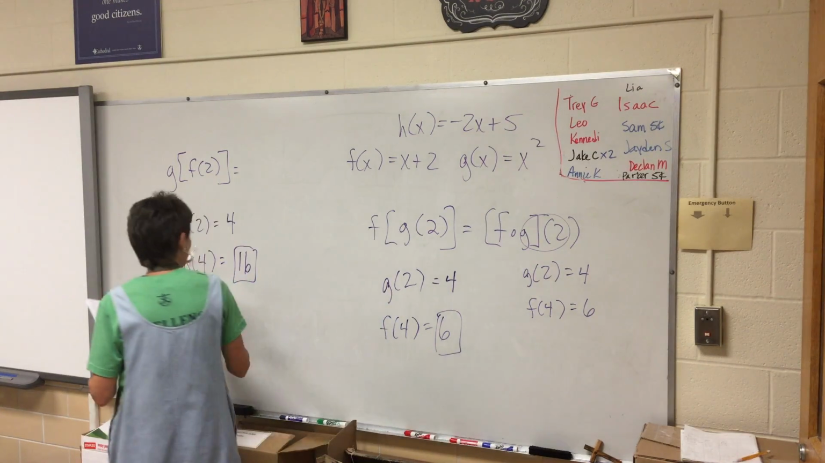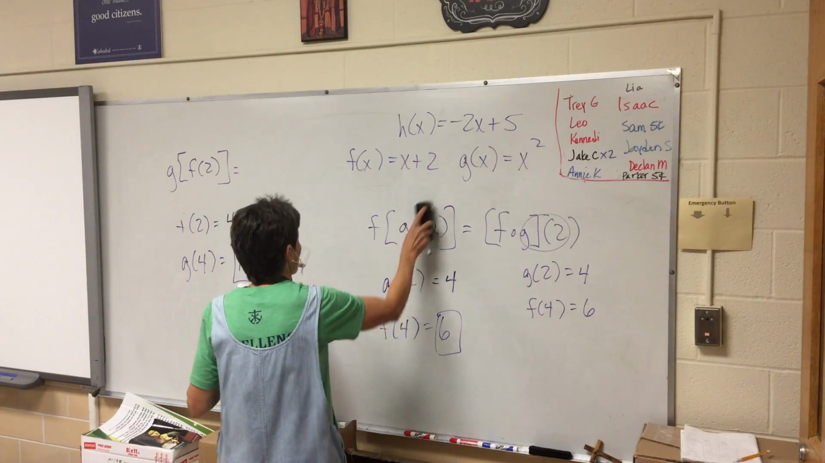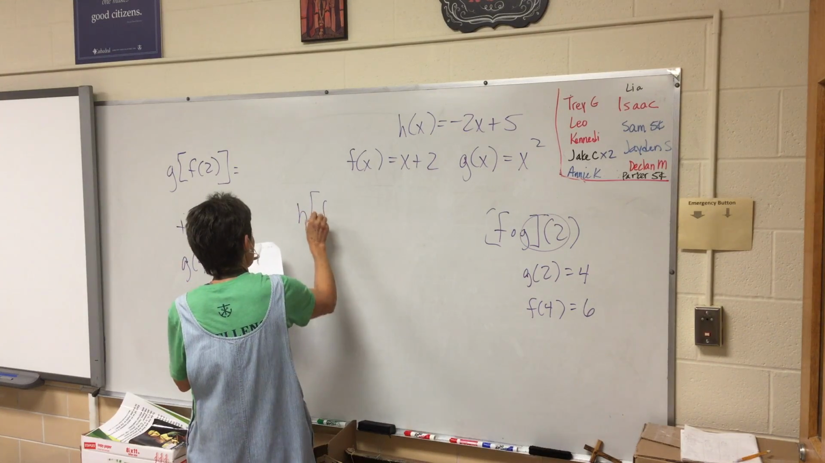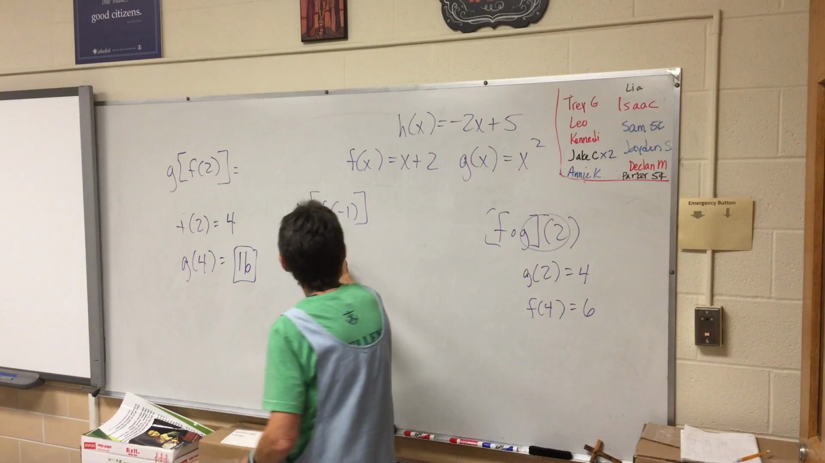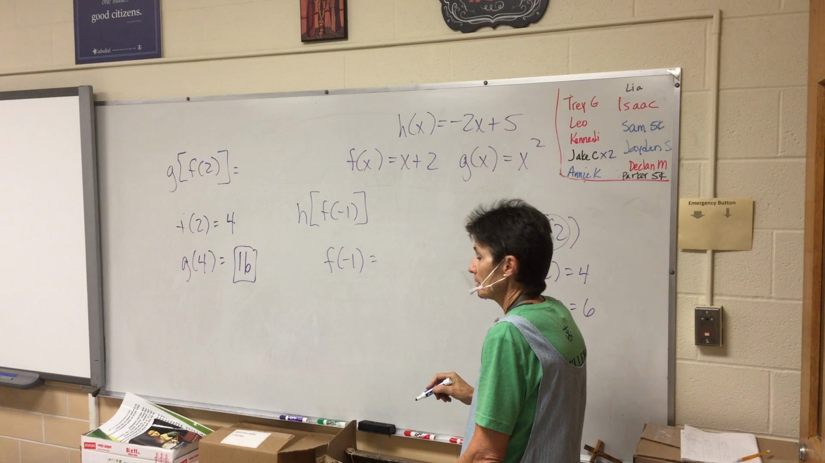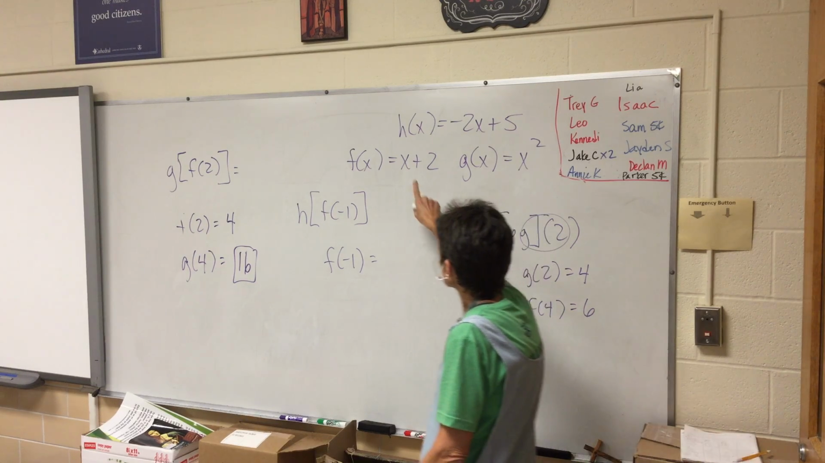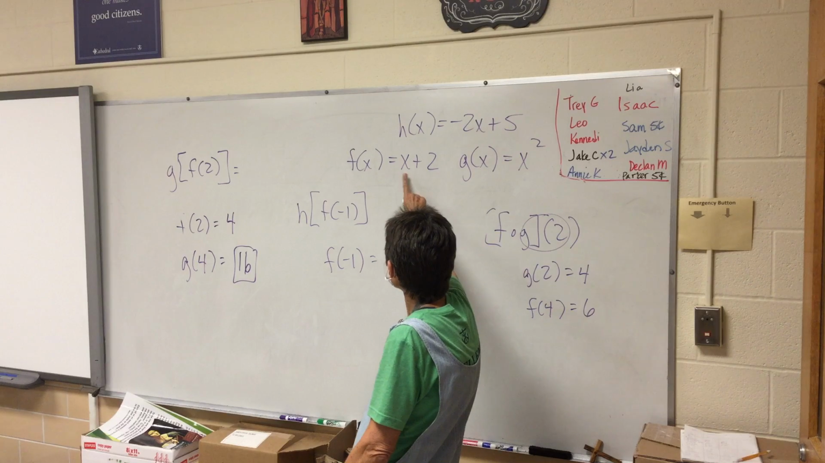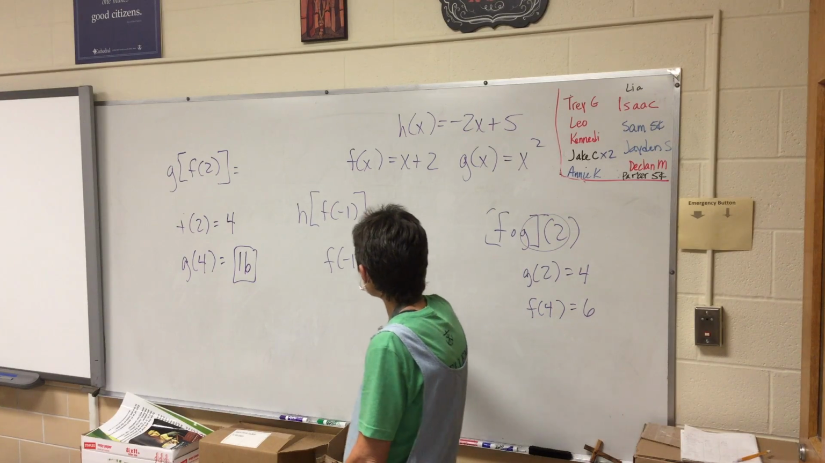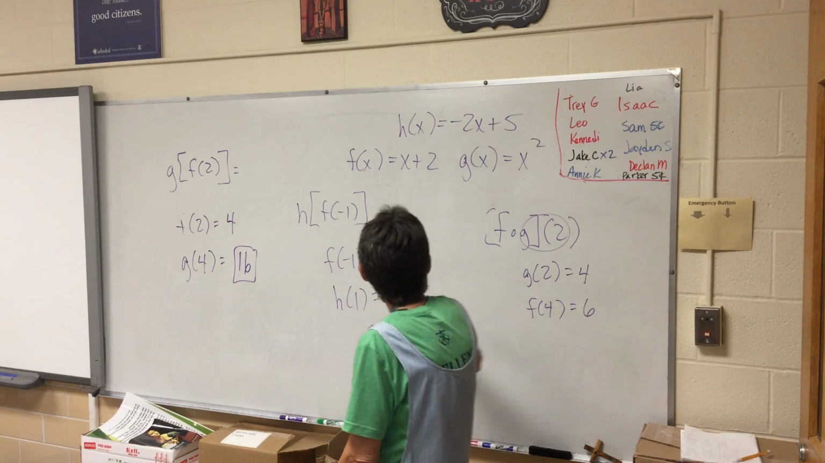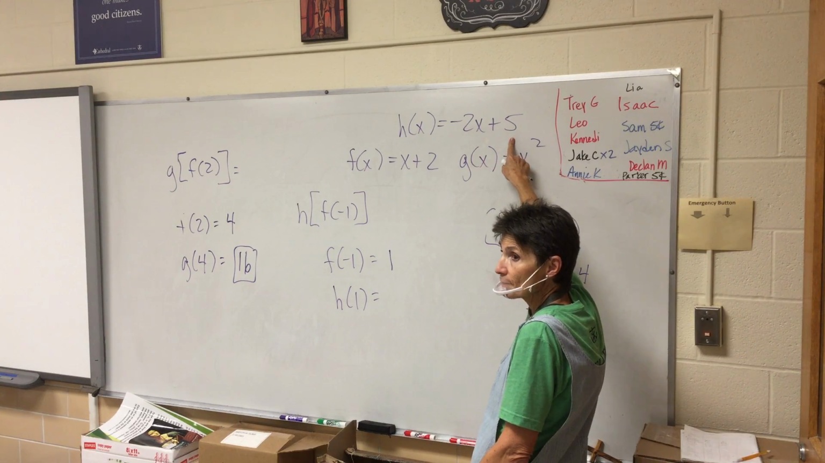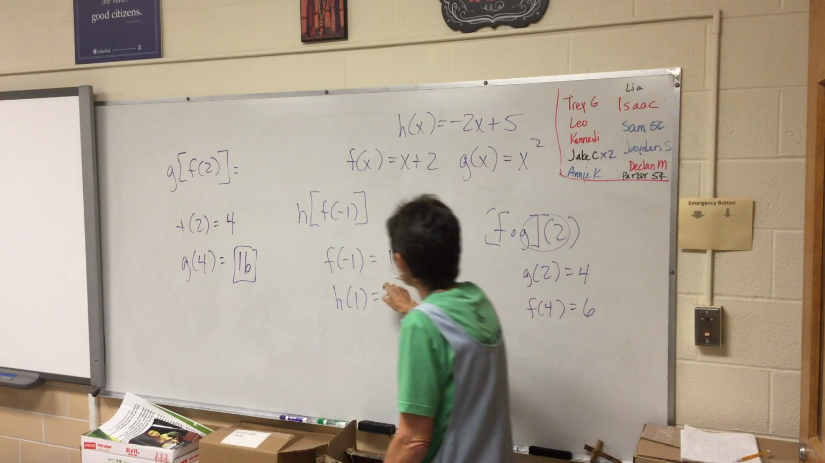All right, next. We have h of f of negative 1. So where do I start? Wait a minute. I'm going with f. If I put negative 1 in there, I get 1, right? And then I take that 1 and put it into h. What do I get when I put 1 into h? You get 3. Perfect, thank you.